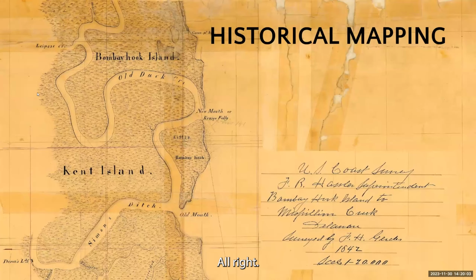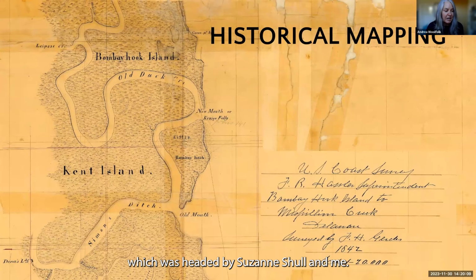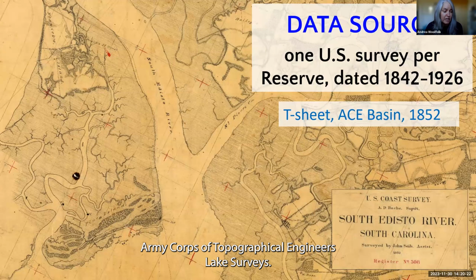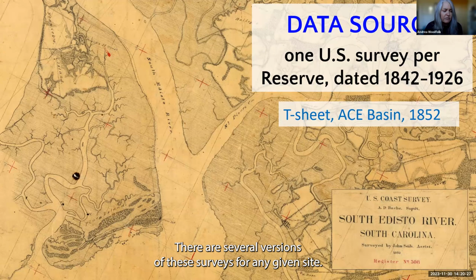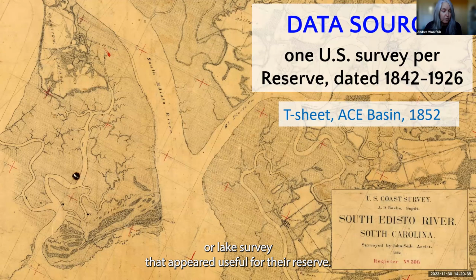Okay, great. All right, so I'll be talking about how we did the historical map part of our project, which was headed up by Suzanne Schall and me. Suzanne and I worked with U.S. Coast Survey topographic sheets, which are also known as T-sheets, and U.S. Army Corps of Topographical Engineers lake surveys. These are maps of the U.S. coastline or Great Lakes. There are several versions of these surveys for any given site, so our team worked with staff from each National Estuarine Research Reserve to pick the earliest T-sheet or lake survey that appeared useful for their reserve. Our final 30 surveys dated between 1842 and 1926.